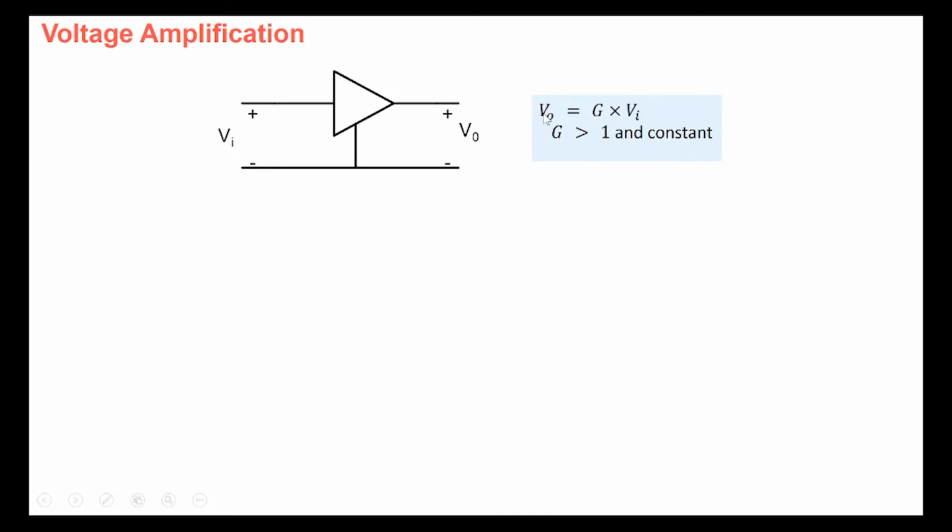So note that this is a linear relationship, V0 equals G times Vi. Linearity is important because we want the output to look exactly like the input in terms of its shape, but with a higher magnitude. If there were any non-linearity, then the output would become distorted. So this linear relationship is important. And of course, we want the gain to be greater than 1.